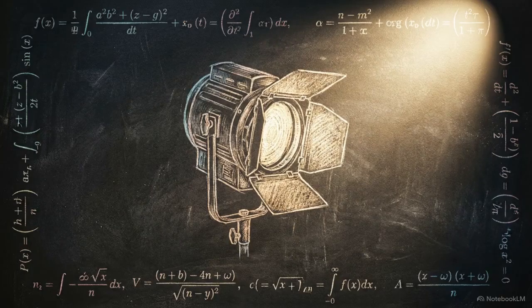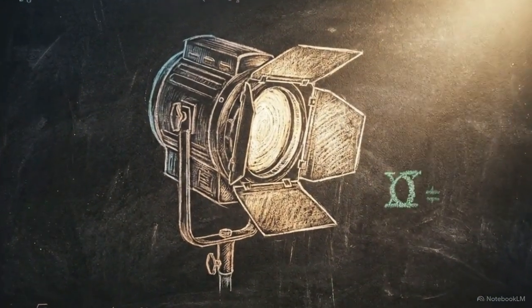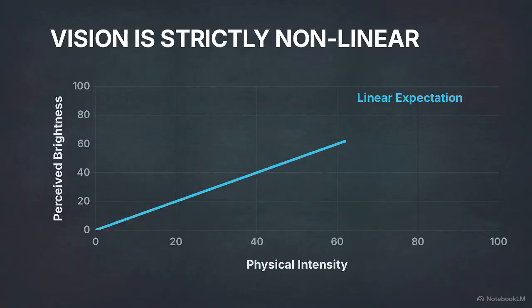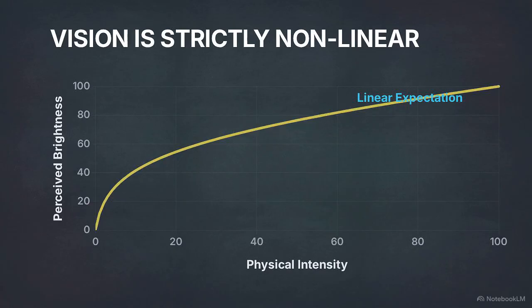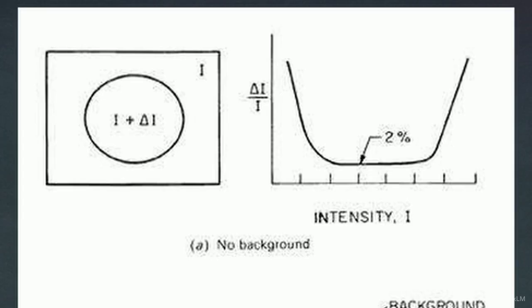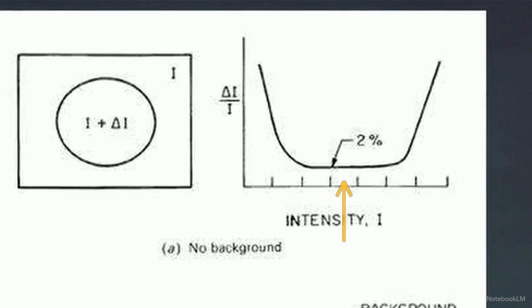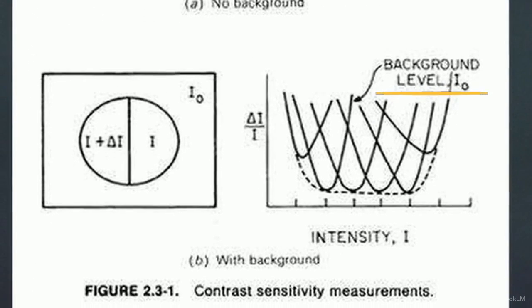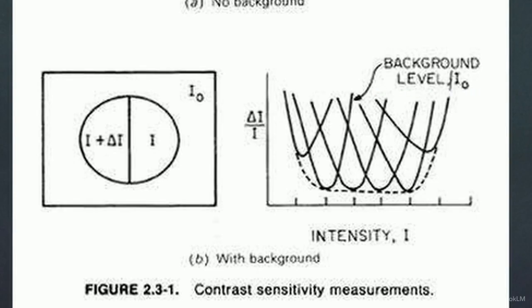It's logical to assume that doubling a light source's physical brightness makes it appear twice as bright to the human eye. But the eye's response to changes in illumination intensity is strictly nonlinear. This chart plots contrast sensitivity by measuring intensity change, delta I, against a background, I. The top right plot shows a constant 2% ratio, the Weber fraction. But the bottom right graph reveals varying curves when background levels are included, proving our response is entirely nonlinear.